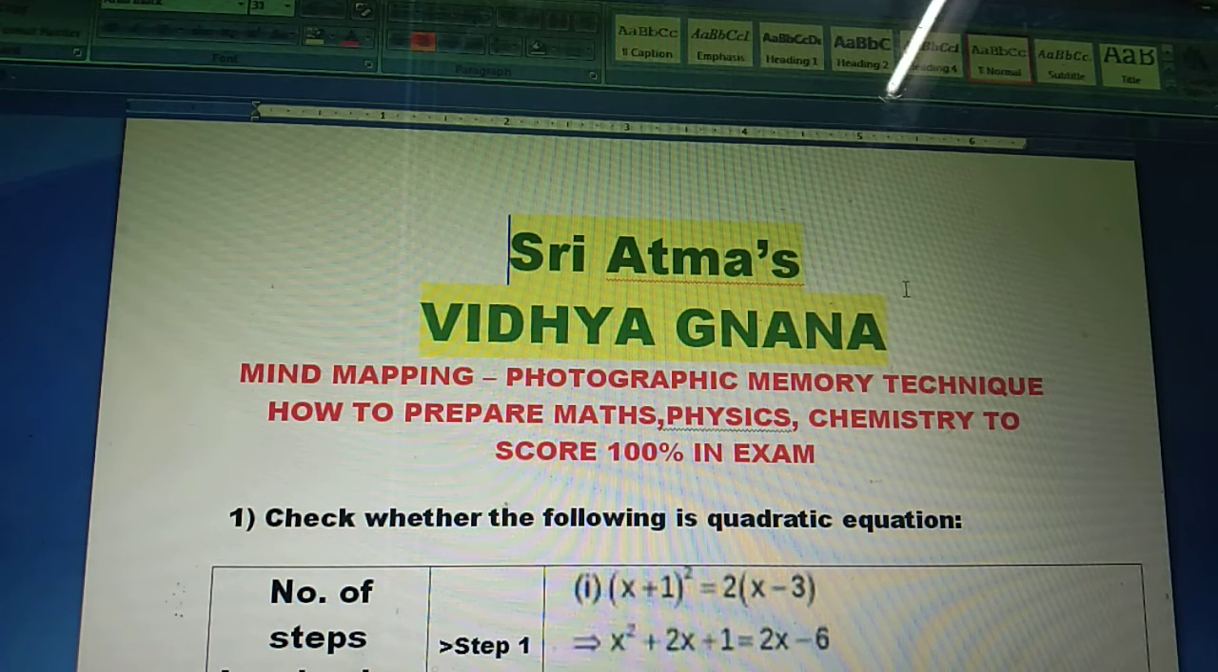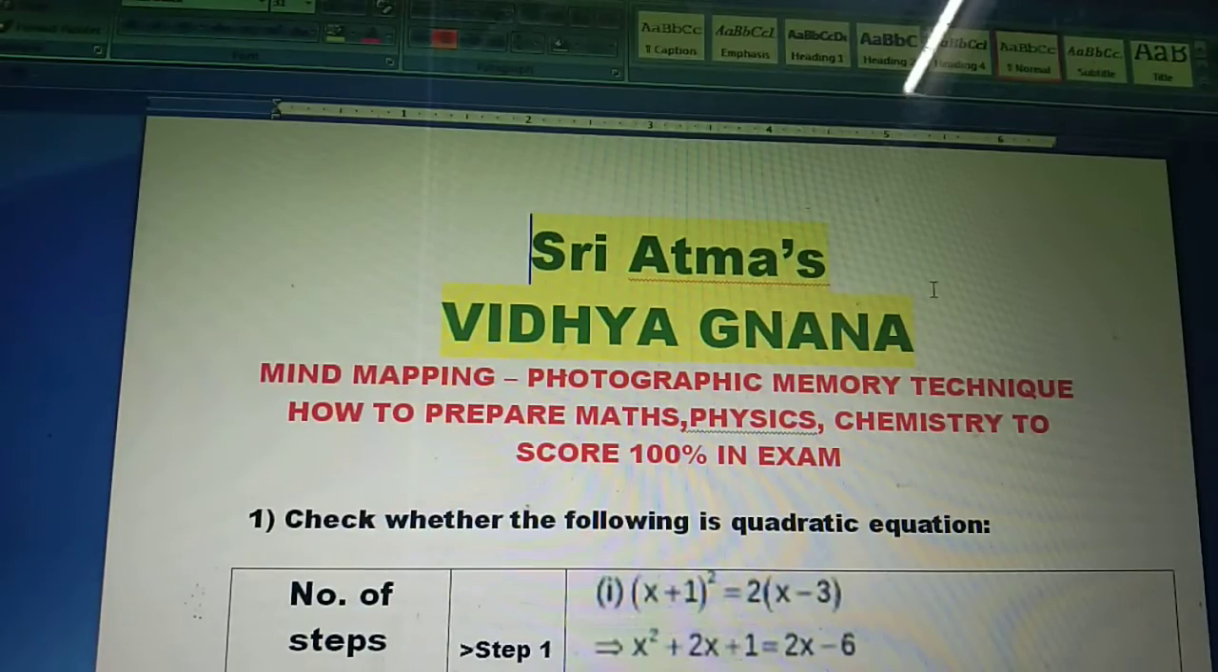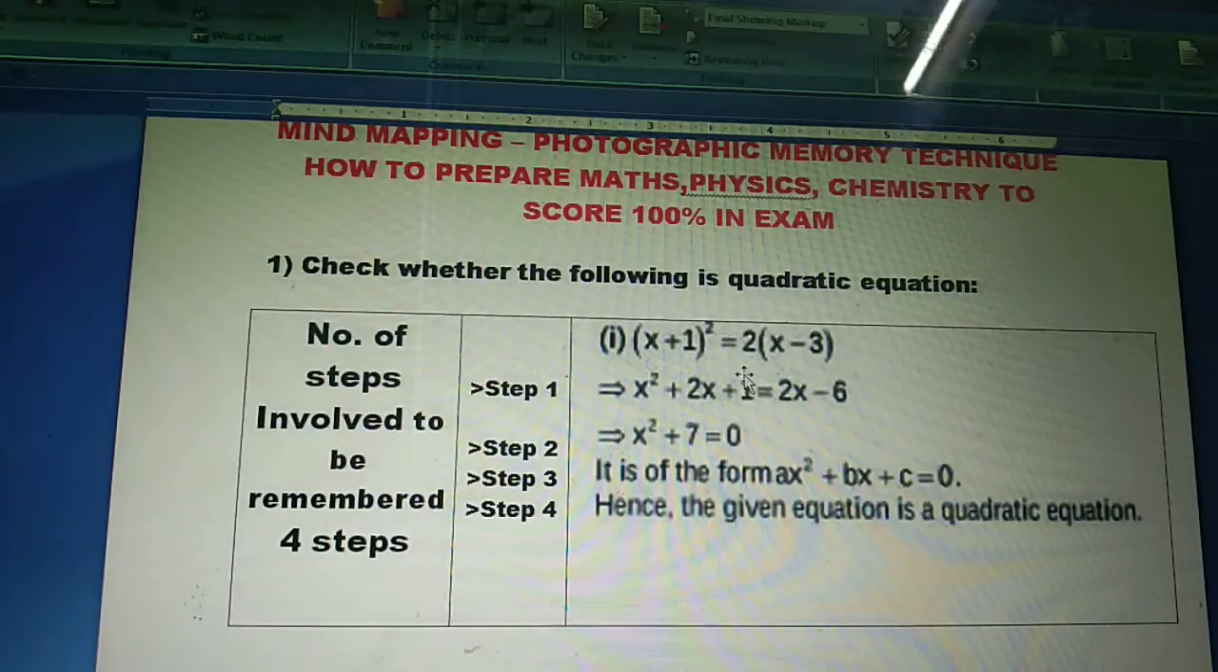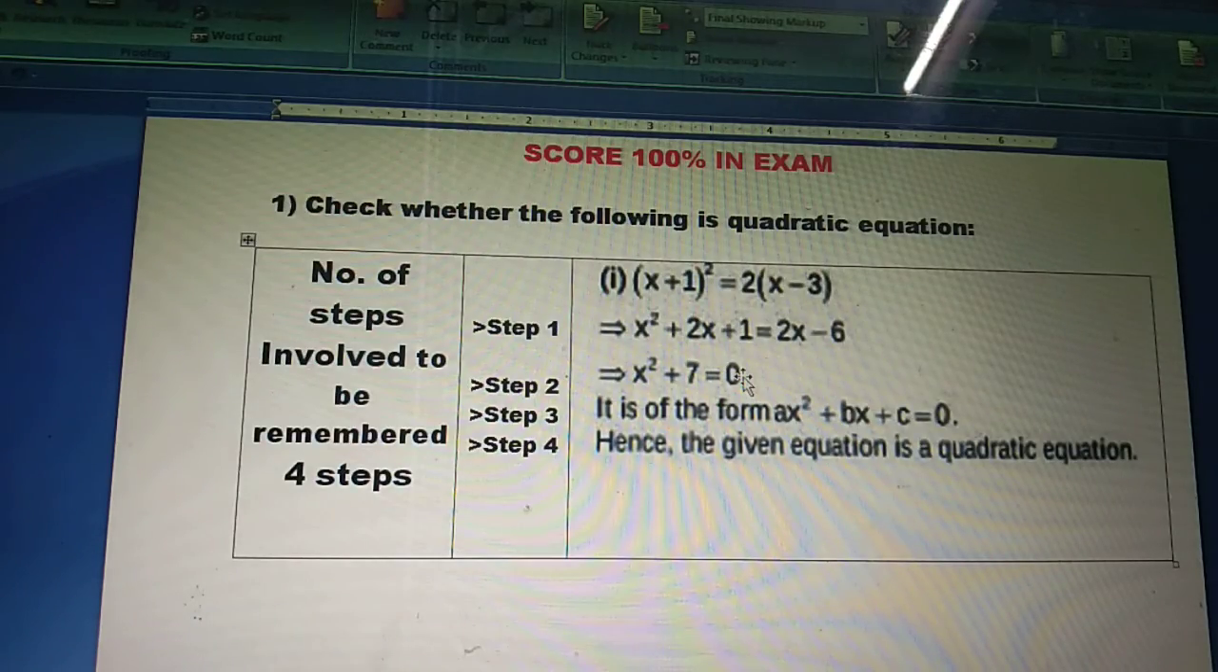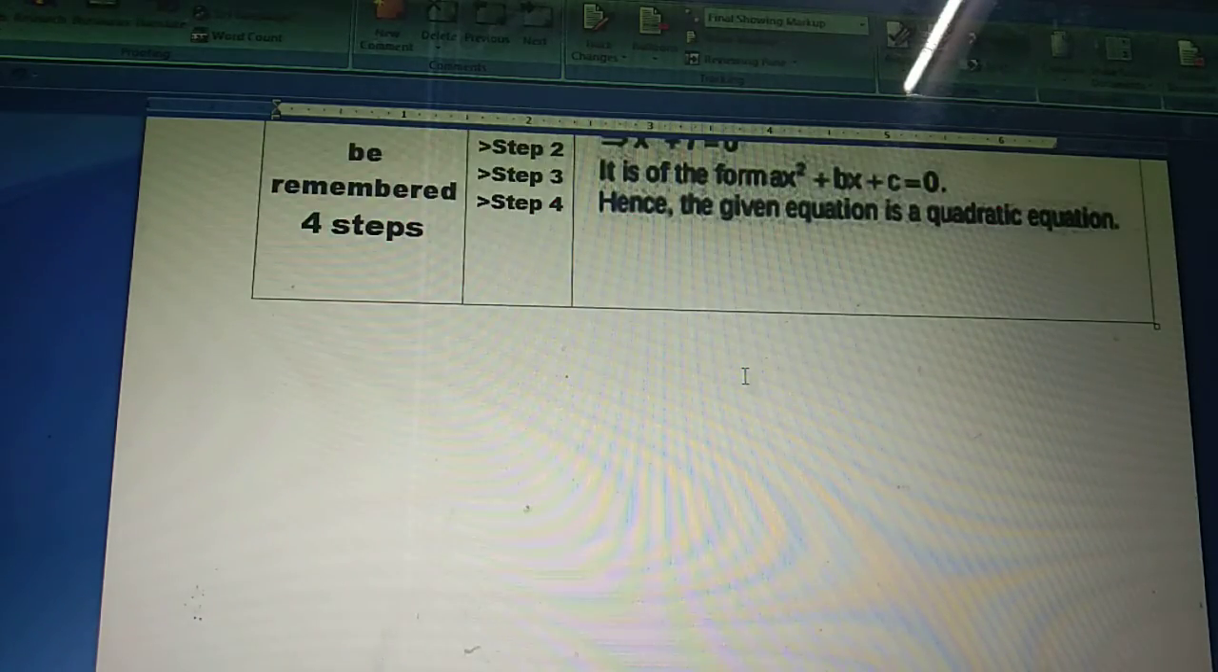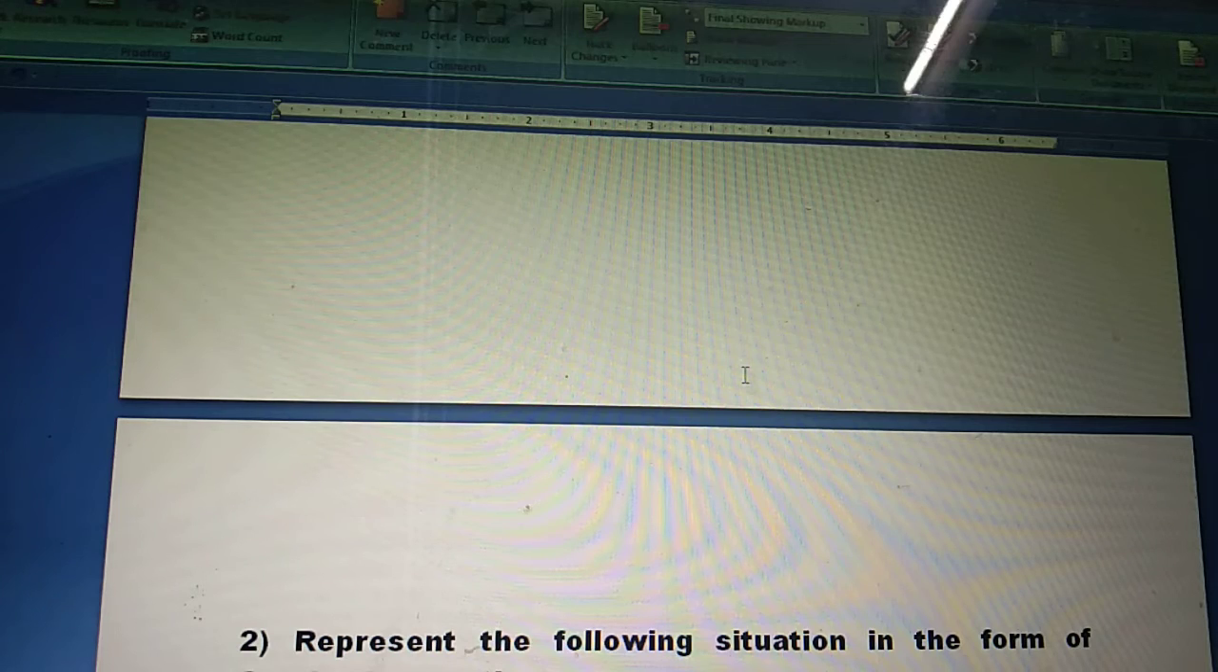Today under Vidyajnana, we are going to continue with this mind mapping photographic memory technique. Earlier we have seen how to prepare the descriptive questions, especially in subjects like English, Tamil, whatever language, social, and even in science. We have seen how to prepare paragraph questions, and then one para, two para questions.